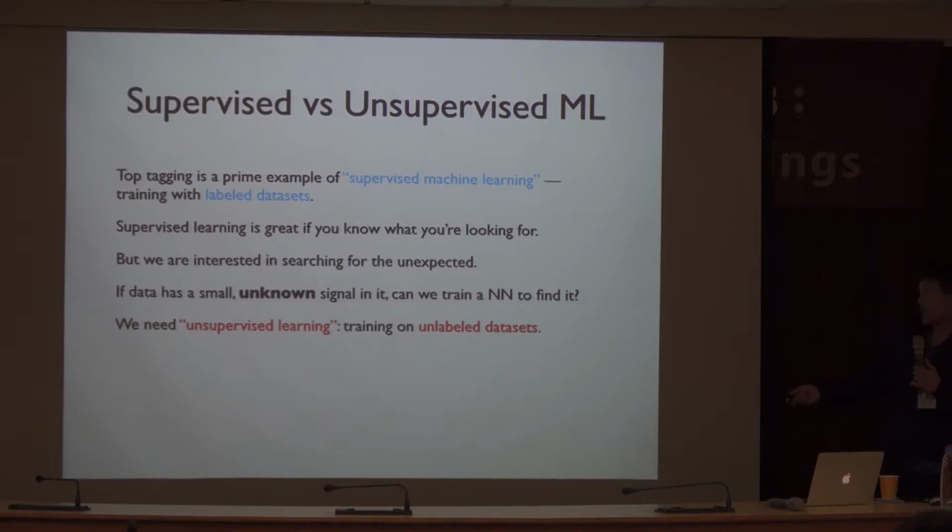And so, if the data has a small signal in it and we don't know what that is, how do we train a neural net to find it? That's a much harder problem. And so that falls into the class we call unsupervised learning, or training on unlabeled data sets.